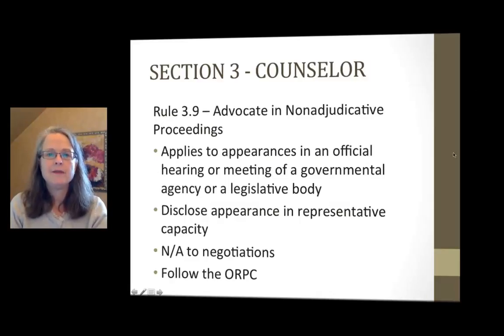Rule 3.9, advocate in a non-adjudicative proceeding. Don't you just love those 6-syllable words? This applies to appearances in official hearings or meetings of governmental agencies or bodies. It does not apply when representing a client in a non-adjudicative negotiation. Bottom line, if you are representing a client in a non-adjudicative proceeding, you must reveal that your appearance is in a representative capacity, and then you have to comply with the rules we just talked about. You need to act with candor toward the tribunal, fairness toward the opposing party and counsel, and impartiality toward the tribunal.